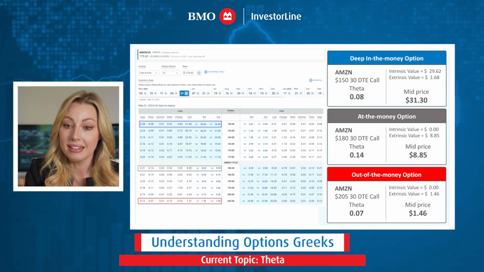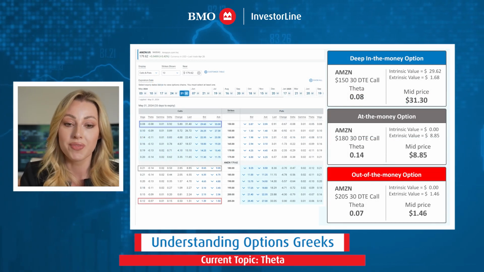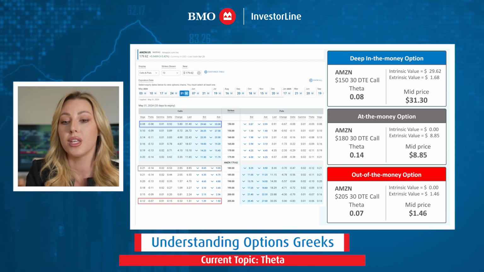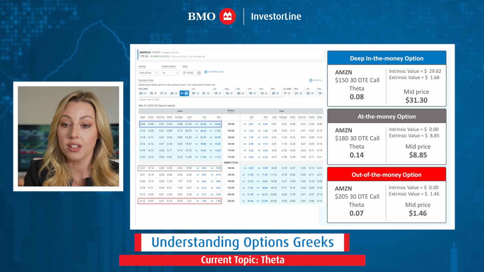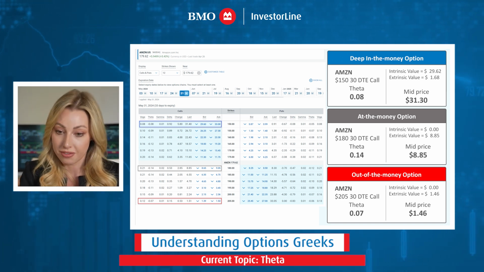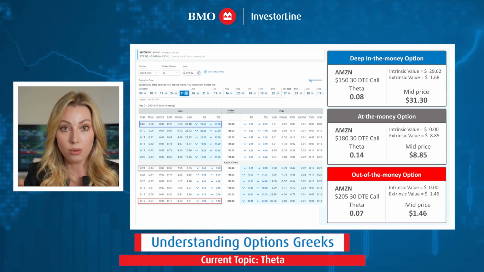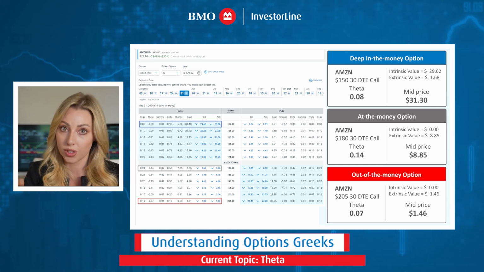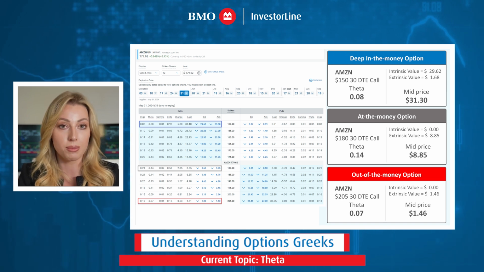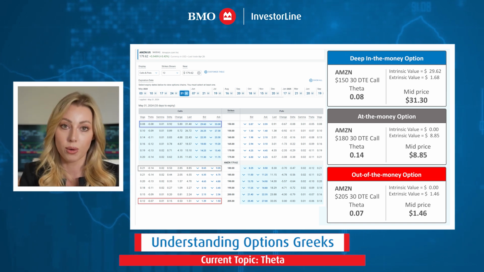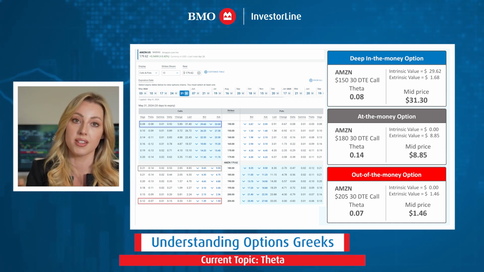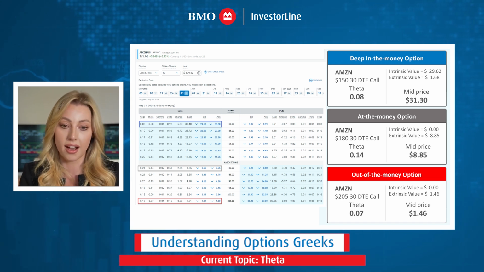So again, we're going to look at Amazon here. Amazon is at 179 a share. We've got a very deep in the money option, the 150 option, and we have a 180, which is our at the money, and we've got a 205, which is out of the money. And again, we're looking at long calls because it's easier to understand. These represent: the 150 means I have the right to buy at 150, 180, right to buy at 180, 205, right to buy at 205, versus that market price of around 180, Amazon at 179 in this example and that snapshot in time.